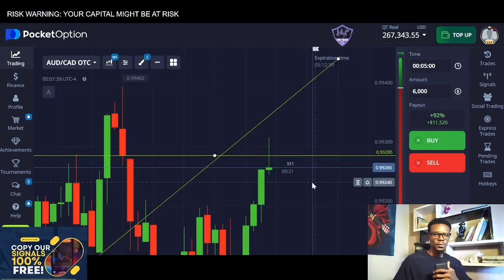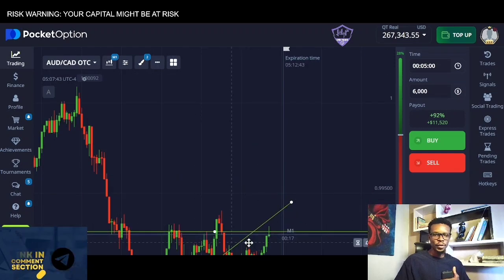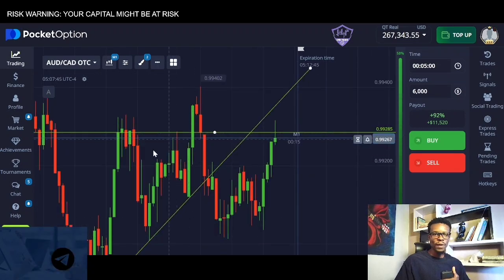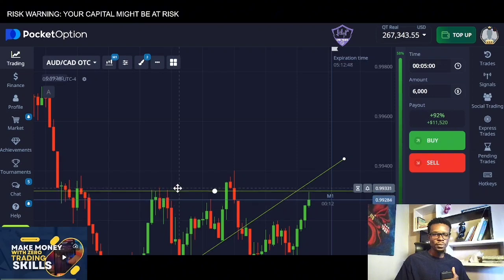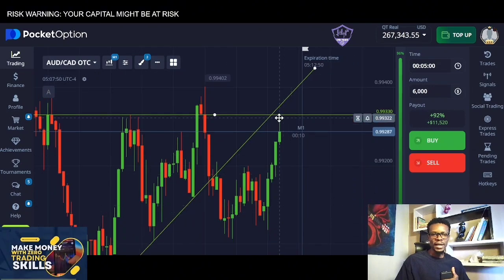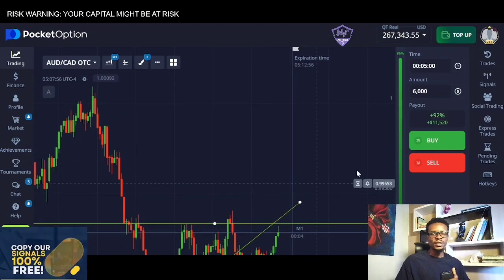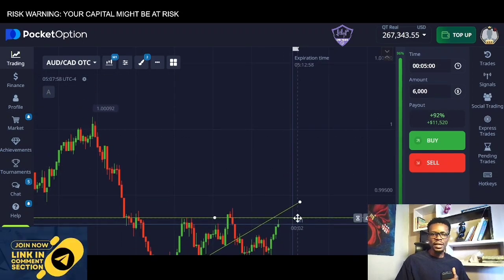So let us wait. Guys, if you pay close attention, you will see that the level has already been broken. So we have to move our level a little bit up. This is now the obvious level that we can trust, and you can see that price is already testing that level.